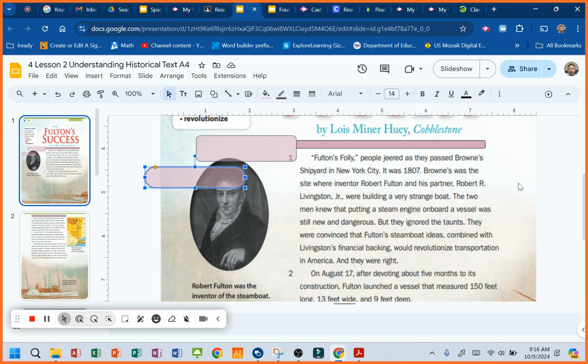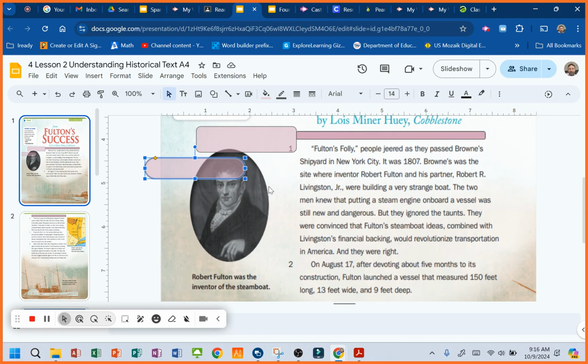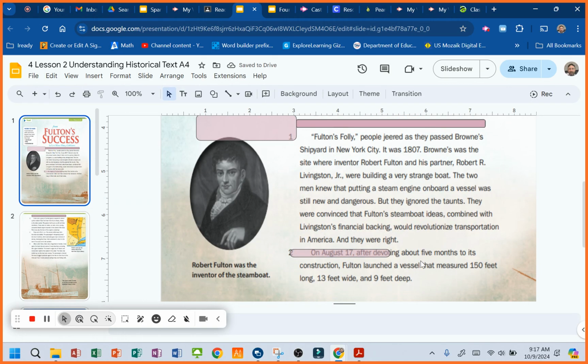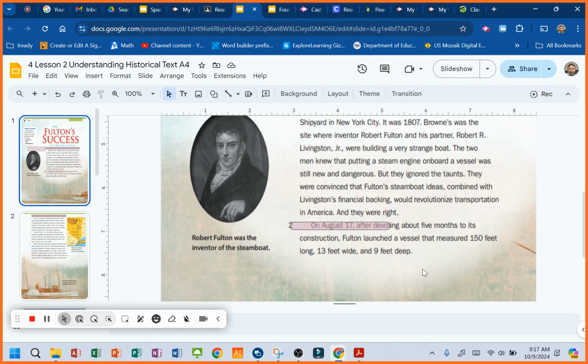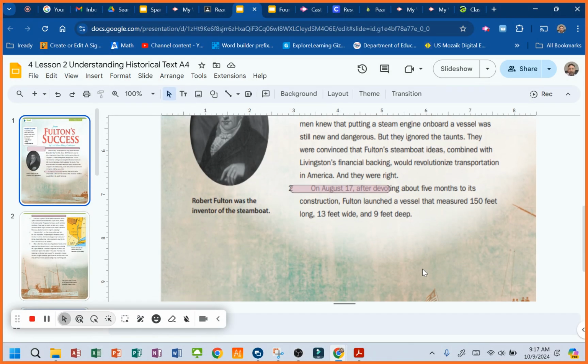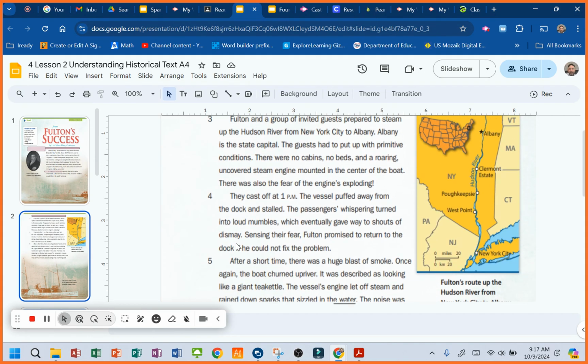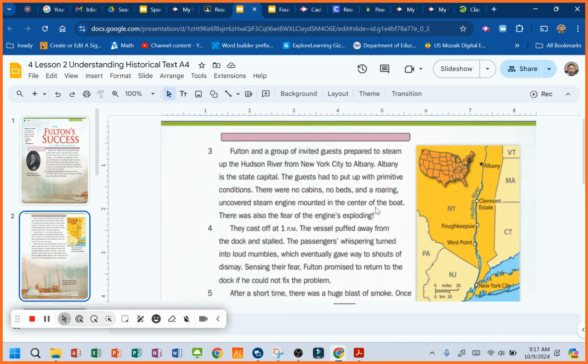And they were right. On August 17th, after devoting about 5 months to its construction, Fulton launched a vessel that measured 150 feet long and 13 feet wide and 9 feet deep. Fulton and a group of invited guests prepared to steam up the Hudson River from New York City to Albany. Albany is the state capital.